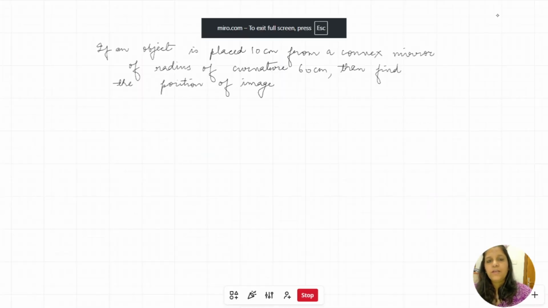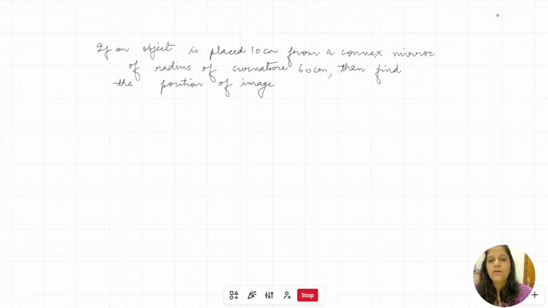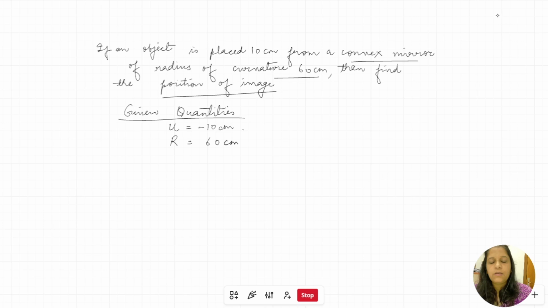If an object is placed 10 centimeter from a convex mirror of radius of curvature 60 centimeter, then find the position of the image. So what are the given quantities over here? The object is at 10 centimeter, so here I take U as minus 10 centimeter. Radius of curvature capital R is 60 centimeter. What will be the value of F then? R by 2 is equal to 60 by 2 is equal to 30 centimeter.